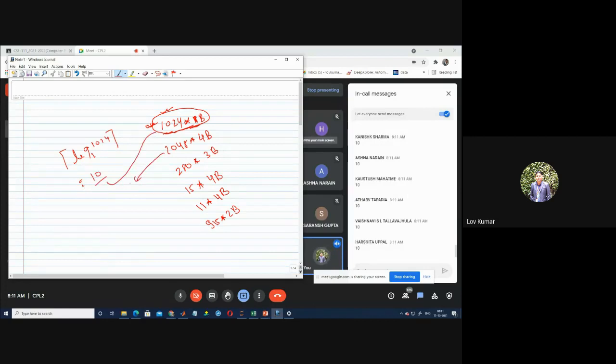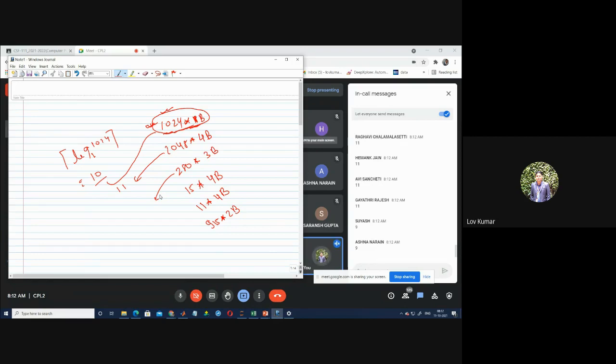Same like that, if you are going for this one, 2048. What is the minimum number of bits required? 2048. 11. Okay. 280. If you are writing 280. What is the minimum number of bits required? 280.